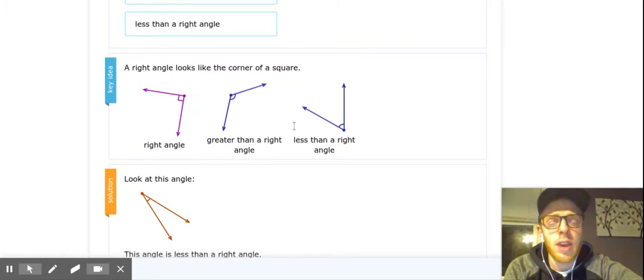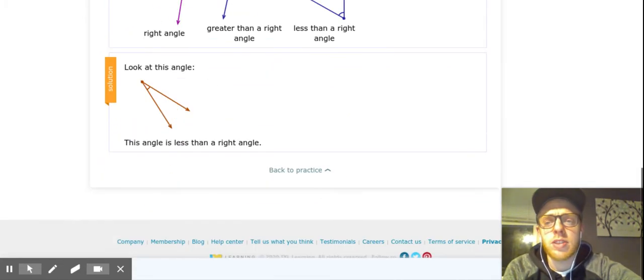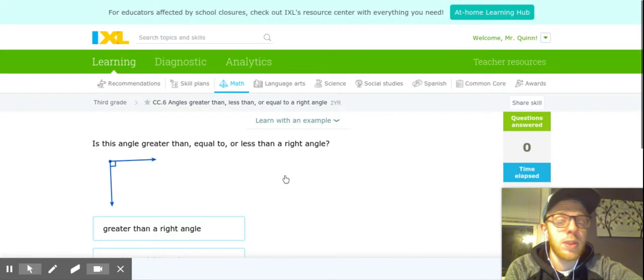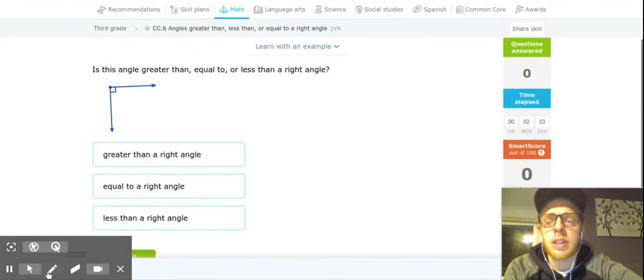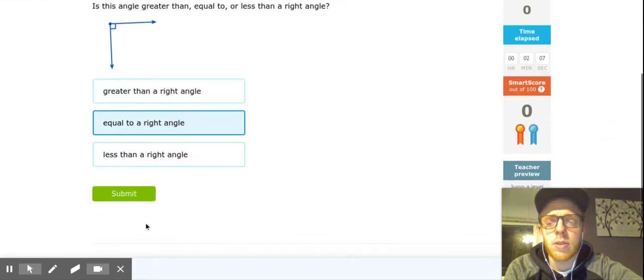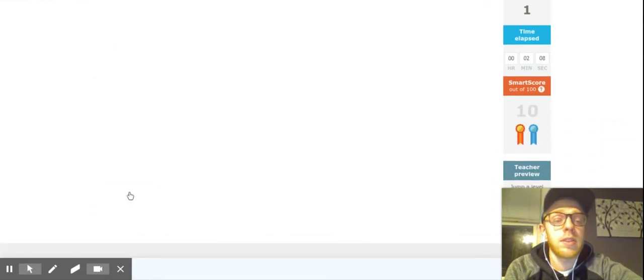If it's an acute angle or an obtuse angle, it's just going to have an arch, just like you see there on those two angles. So that's just something that you can be mindful of as you go through these. So I would want to decide then that this one is going to be equal to a right angle, and I'm going to click submit.